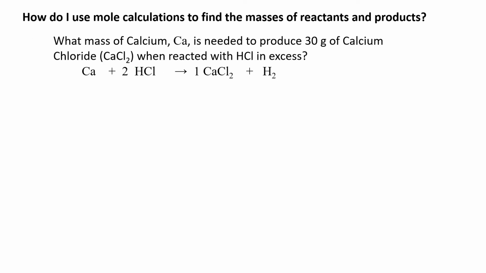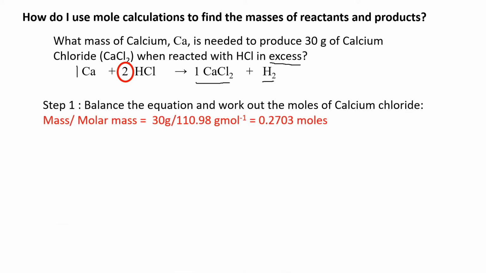The second question stated, what mass of calcium is needed to produce 30 grams of calcium chloride when reacted with HCl in excess? Now, when you hear the word excess, that means it's in greater amount, in lots of amount. So first thing you do is you balance the equation. This is a very simple equation. One molecule of calcium reacts with 2 molecules of HCl, produces 1 molecule of CaCl2 and 1 molecule of H2. Remember, it's a diatomic molecule.